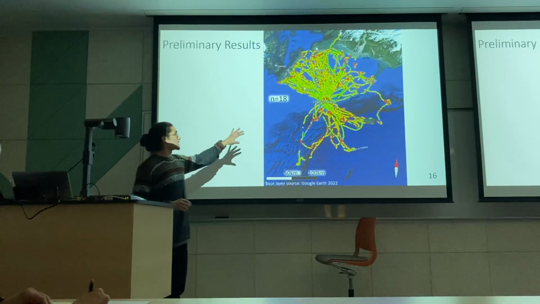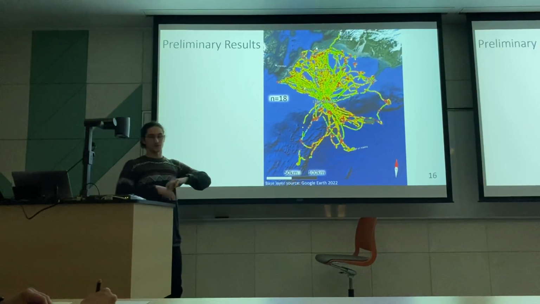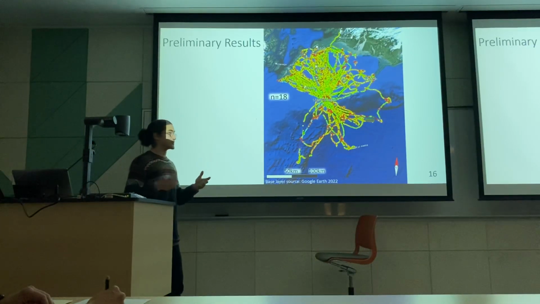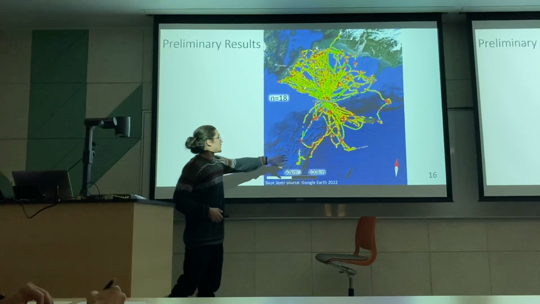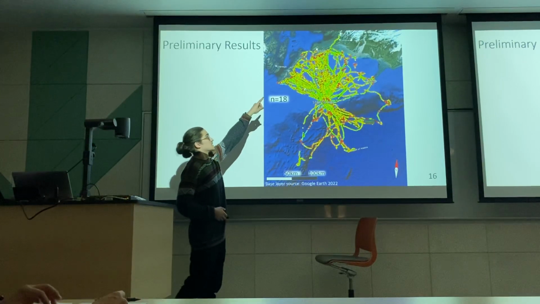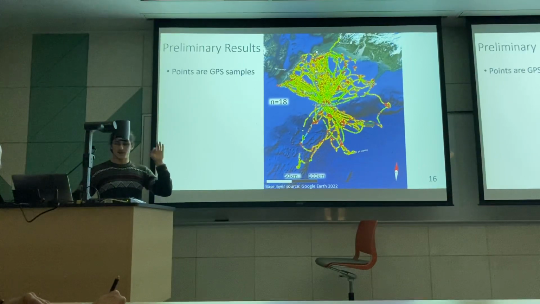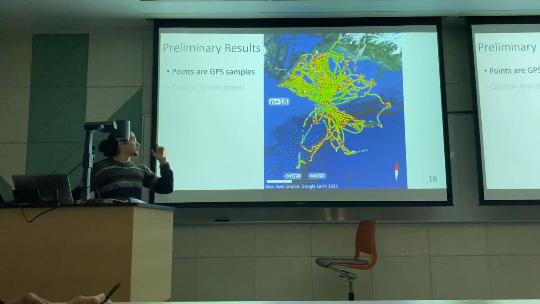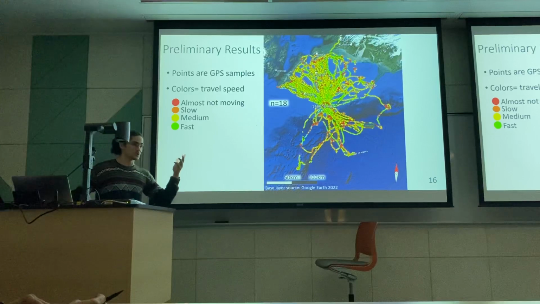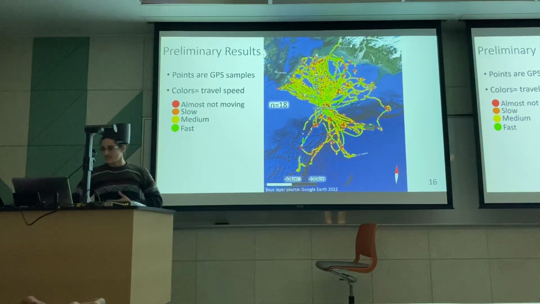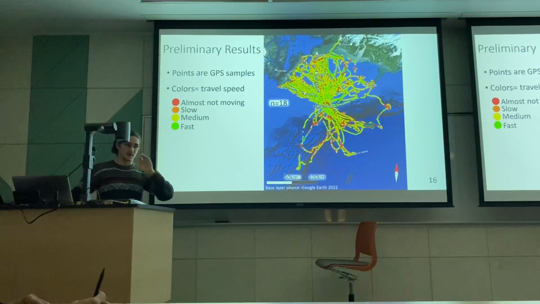This is the track of 18 birds that I selected to show the span and scope of the foraging areas that they've been visiting. So they can go really far off the continental shelf and go sometimes really far inland. Each point is a GPS sample, and the colors represent travel speed. So where red is super slow and green is fast. So we can see where they've been staying and where they've been going.